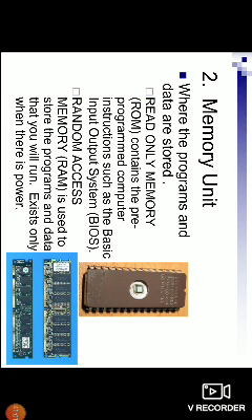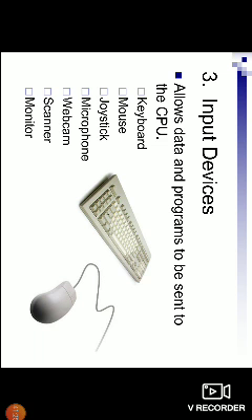There are two types of memory units. First one is ROM, and the second one is RAM. Here ROM stores the pre-programmed computer instructions such as the BIOS, whereas RAM is to store the programs and data that you will run. So here RAM stores the data and programs temporarily. Whenever you switch off the power, the RAM data will be lost.